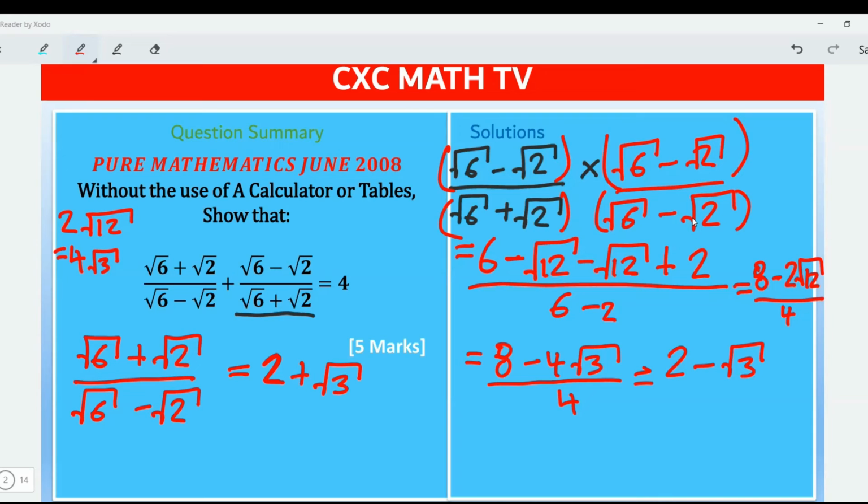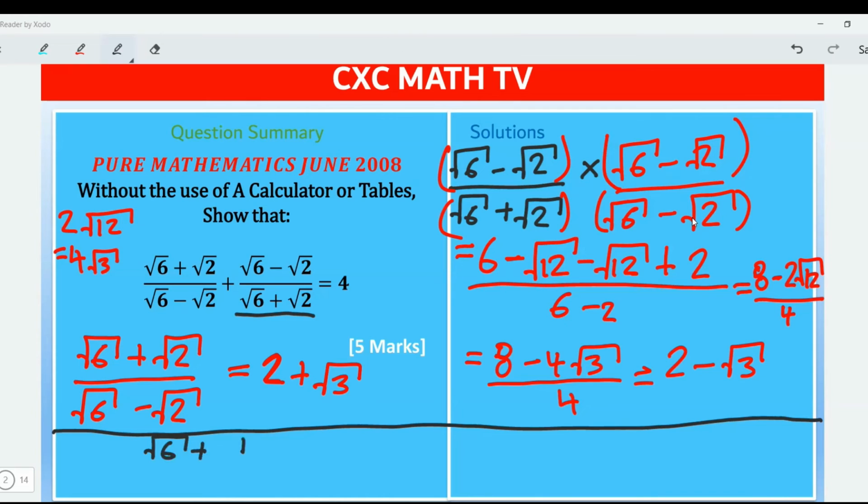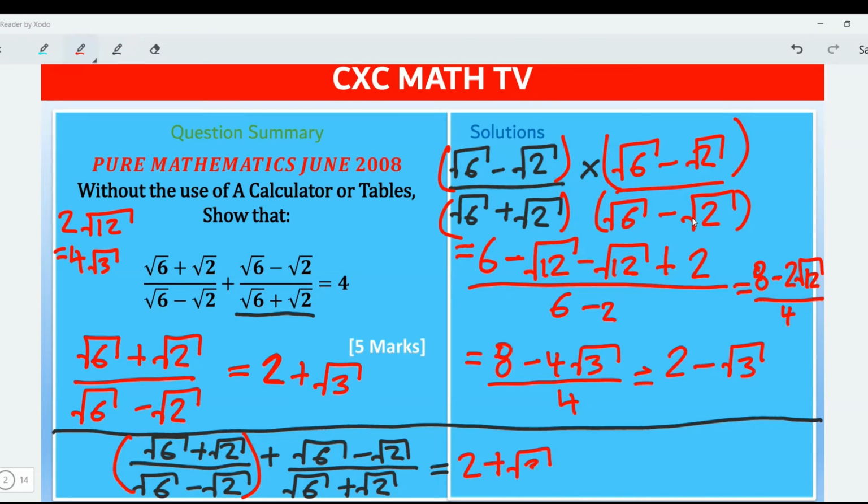Cool. So that means that the final answer, I'm just going to write it in black down here. I know it is not following any logical sequence, but that's okay. So the final answer is going to be root 6 plus root 2 over root 6 minus root 2 plus root 6 minus root 2 over root 6 plus root 2. We can write down that this is going to be equal to, remember this part, we found that was 2 plus root 3. And then the other part, let's put it in mint green, we found that this part worked out to be 2 minus root 3. So when we add them, the 2 plus the 2 becomes 4. And then root 3 plus minus root 3, those vanish. And so that is how we get 4.